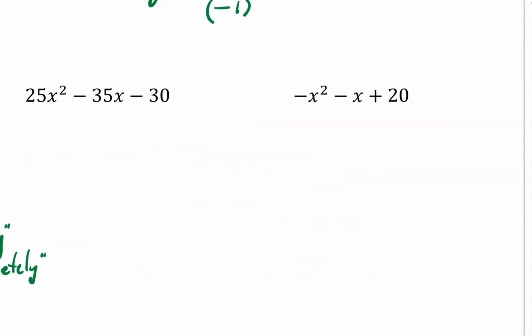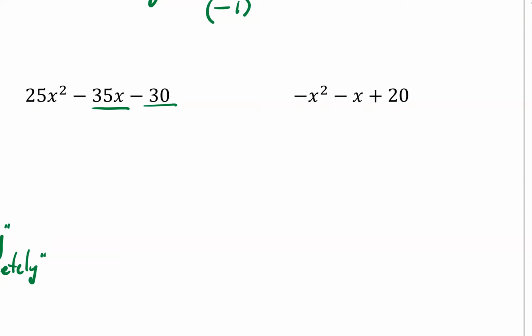Here's another example. In this case, it looks like the number 5 goes into all three terms. I'm not 100% sure if that's the largest one. We could sit down and list all of our factors out separately. So 25 has a list of factors, and 35 has a list of factors, and 30 has a list of factors. We can list all of them out separately and look for the largest one. If you'd like to take the time to do that, you're certainly welcome to.